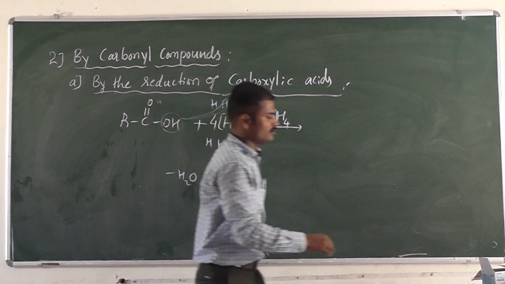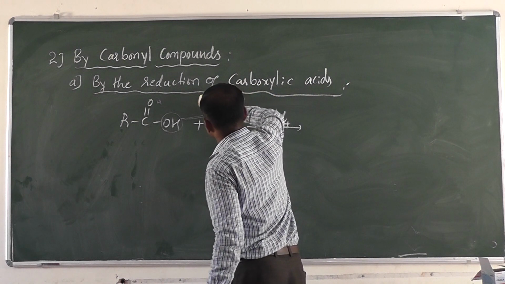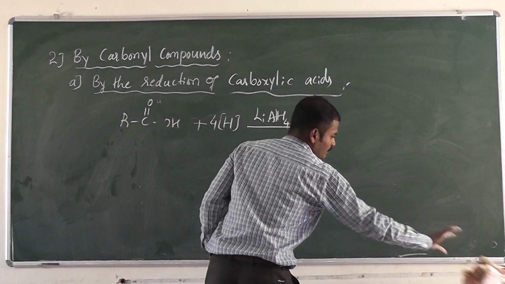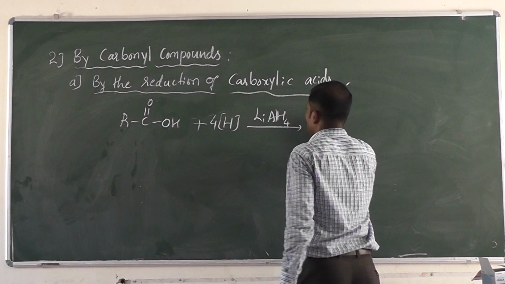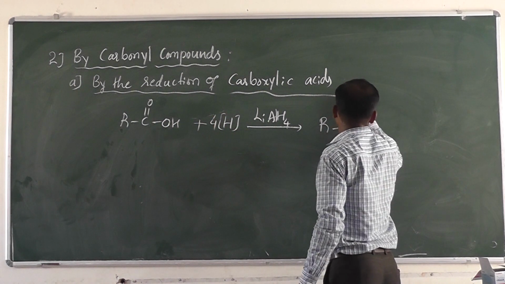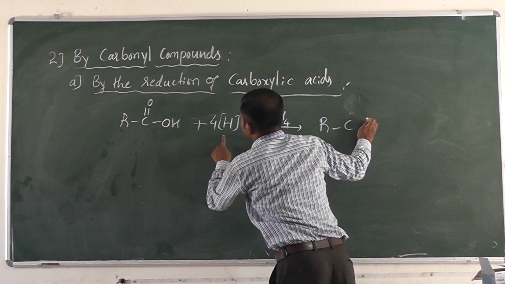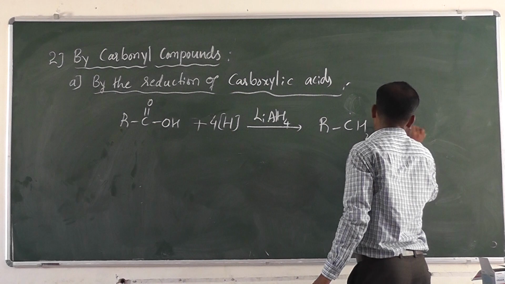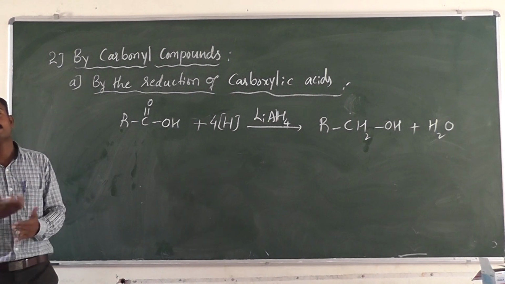So there is a formation of alcohol. R as it is, I am writing. C, so C=O becomes C-OH, isn't it? Or I am writing here R, C with 2 hydrogens, therefore it is RCH2OH plus H2O, water. Dehydrating means definitely we have to remove the water.